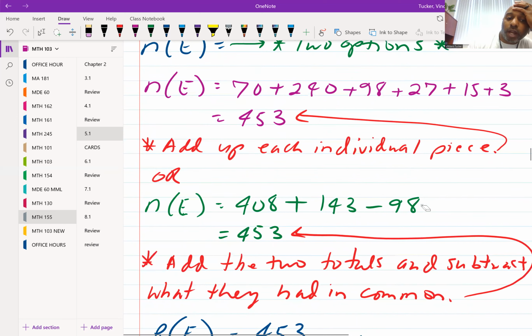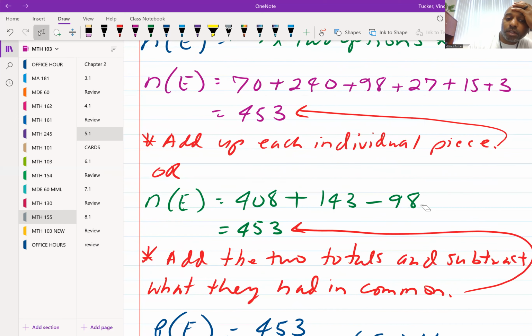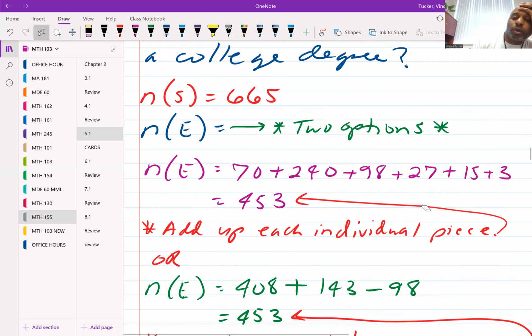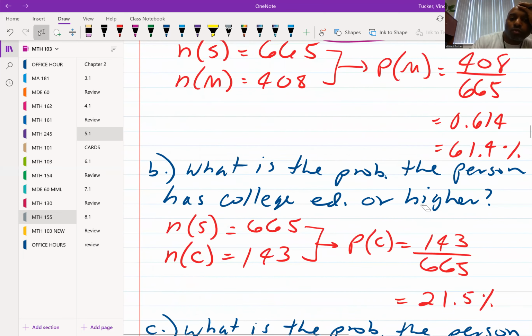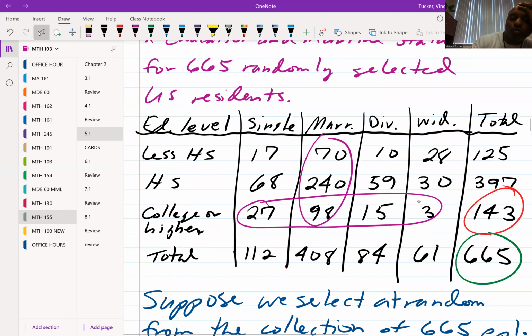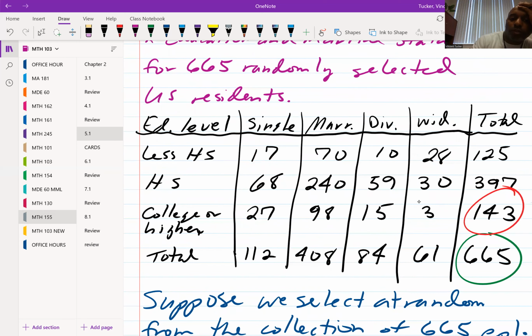The other way is you can add up the totals and then subtract what they had in common. So if you were to go back, the total number of married people is 480. Total number of college people is 143. And what they had in common was 98. So you don't want that 98.